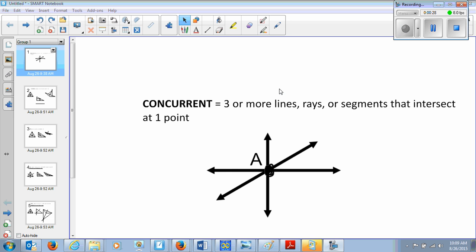The first word we're going to have to know is the word concurrent. Concurrent means where lines come together. In this case, we're going to be talking about three or more lines, and actually it's really going to be three lines when we're talking about these triangles, but it just means they come together. So here we see three lines. We would say that they're concurrent there at point A. Let's go to the next slide here.